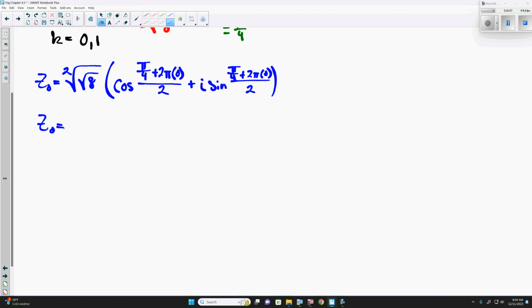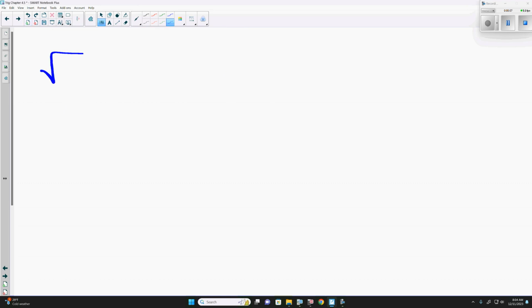Now there's a few things we can calculate out first. One of them is going to be the square root of the square root of 8. And instead of doing this multiple times and rewriting it out, I'm going to do this kind of off to the side. We have the square root of the square root of 8. Now to simplify this, we need to go back to our properties of radicals. The nth root of a to the x is equal to a to the x over n.